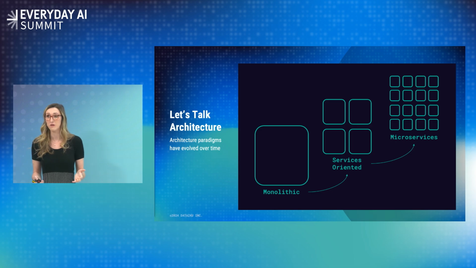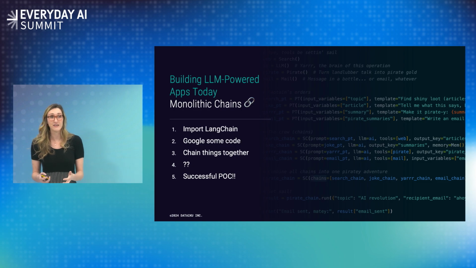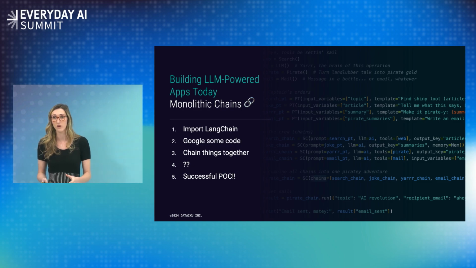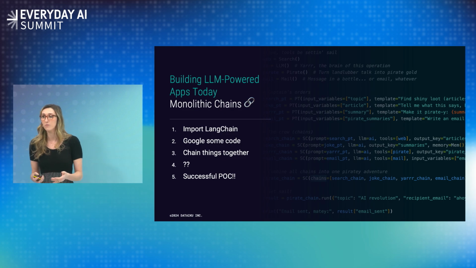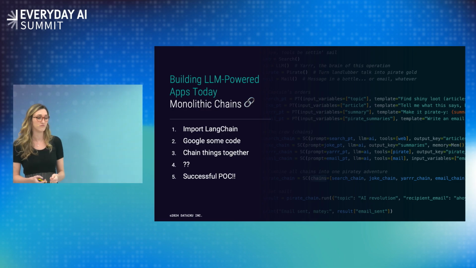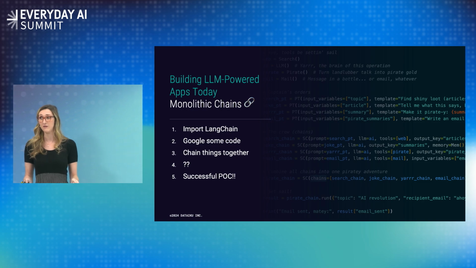So this must be the way that we're developing LLM-powered applications today. Well, not really. We're traditionally seeing this coming back to the more monolithic approach, building everything in one go. If we take the example of a more advanced agent development, you typically see they might import LangChain. They might Google some code or ChatGPT some code. We'll chain some things together, run some other processes, and success. We have a working POC.